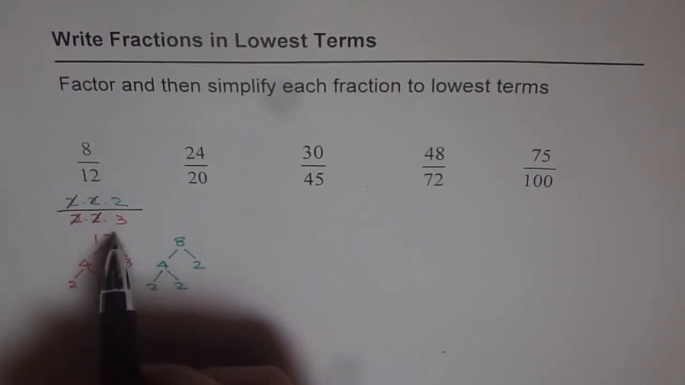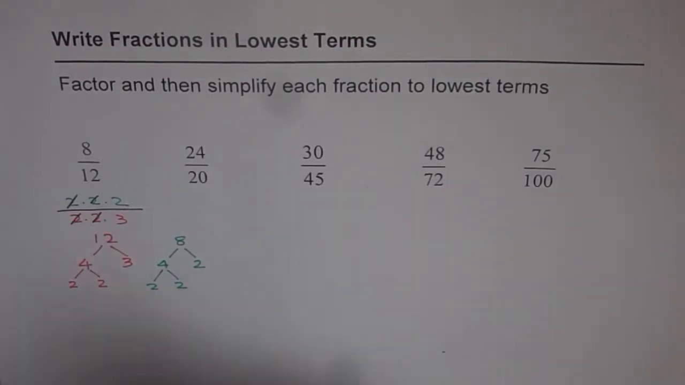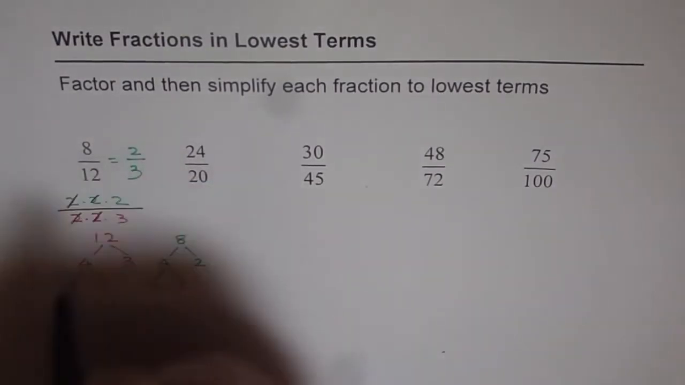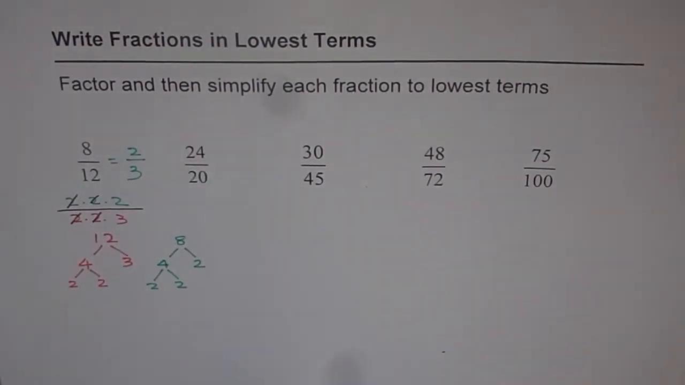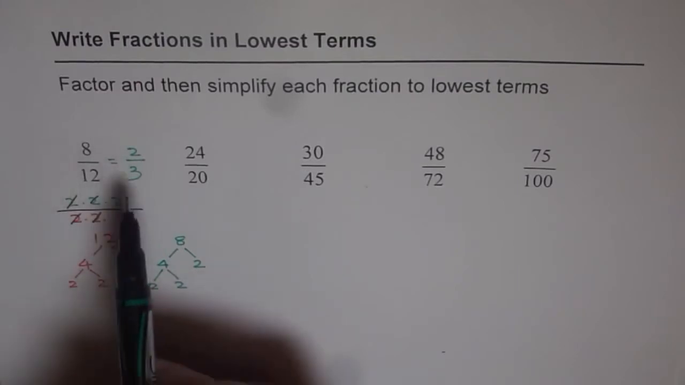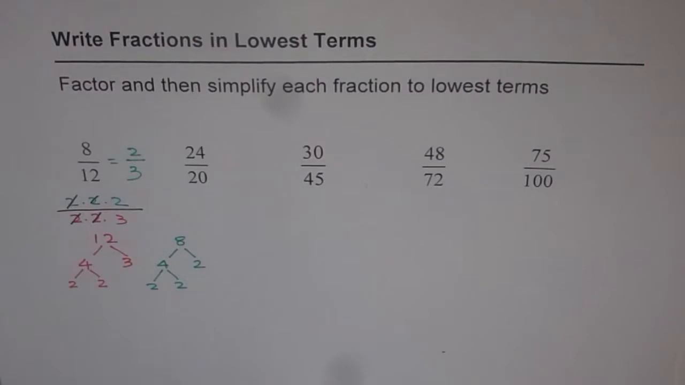Now, what remains is 2 over 3. So we could write 8 over 12 as 2 over 3. So let me write this as 2 over 3 and that becomes 8 over 12's lowest term. So once you get to a stage that it cannot be simplified any further, or we can say that at this stage numerator and denominator do not have any common factor, then we say that the fraction is written in lowest terms. Correct? So that is the process of simplifying or writing a fraction in lowest terms.